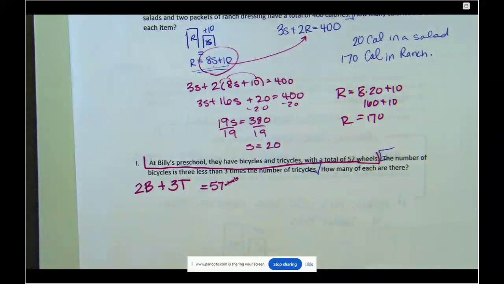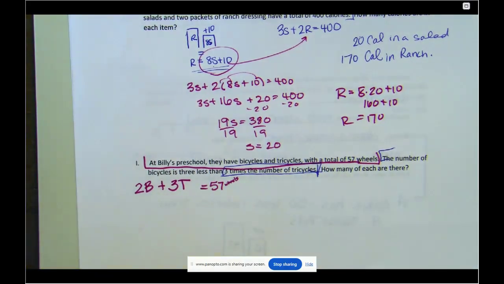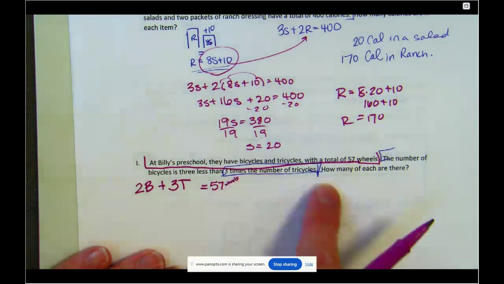Okay, so the number of bicycles, this is a lot of things in here. The number of bicycles is 3 less than 3 times the number of tricycles. That's a lot of 3s. So let's talk about the fact that we are comparing. What are we comparing? The number of bicycles with the number of tricycles? Nope. Look right here. We're comparing the number of bicycles with 3 times the number of tricycles.